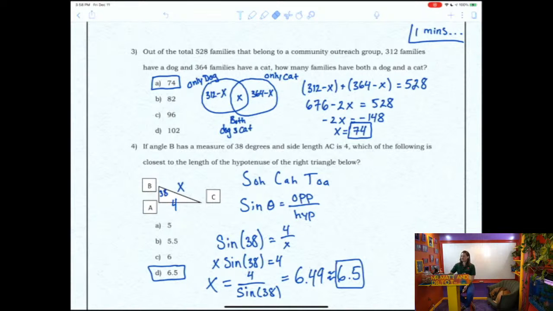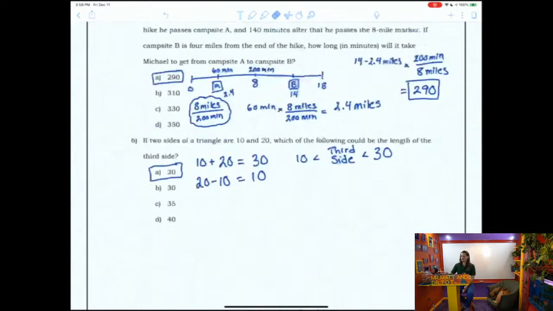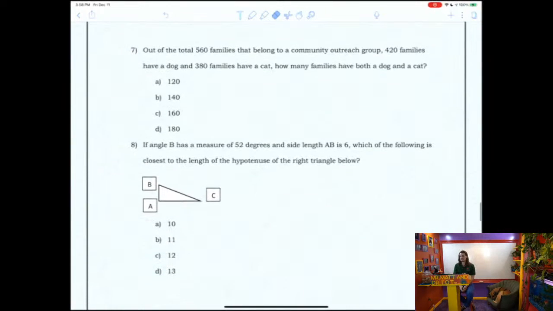If you have any questions, then please let me know. Otherwise, let's look at 7 and 8.